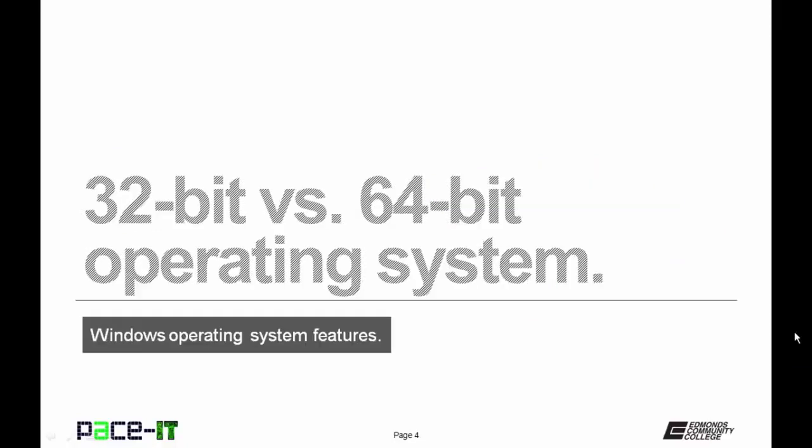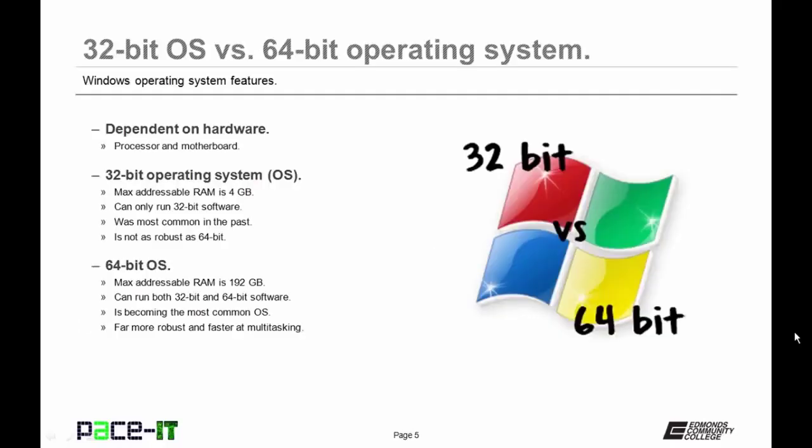So we're going to begin with 32-bit versus 64-bit operating systems. And a lot of this is dependent upon the hardware that you have. If you have a 64-bit processor, then you can install either a 32-bit or 64-bit OS. But if you only have a 32-bit processor, guess what? You only get a 32-bit operating system. Now, with a 32-bit operating system, you can only have a max of 4 gigabytes of RAM. That's all that's addressable. You can only run 32-bit software. 32-bit operating systems were the most common operating system in the past, and it's not quite as robust as 64-bit.